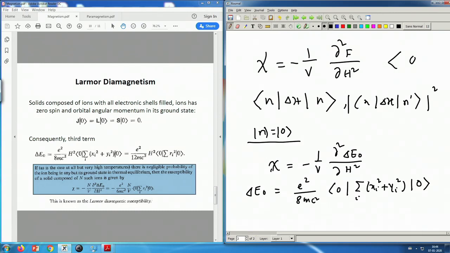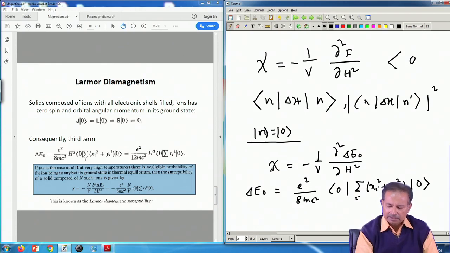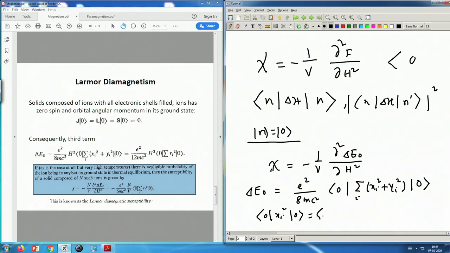Now, if you have a closed shell atom, then the atom is spherically symmetric, the electronic distribution is spherically symmetric, and then your ⟨x_i²⟩ is the same as ⟨y_i²⟩ equal to ⟨z_i²⟩, and because the three of them are the same, they should be equal to 1/3 ⟨r_i²⟩.